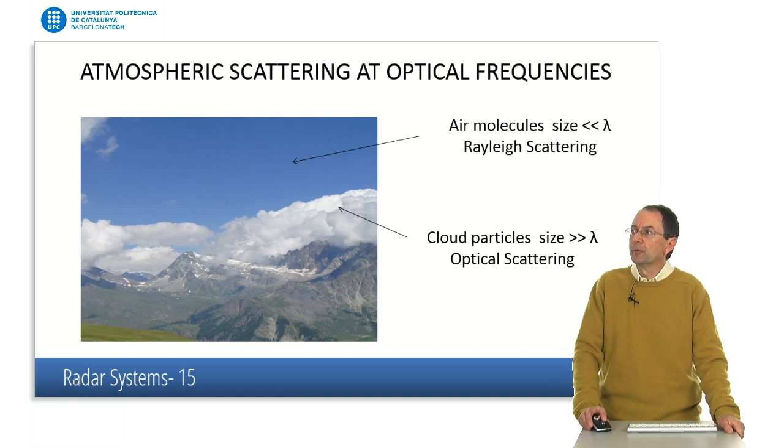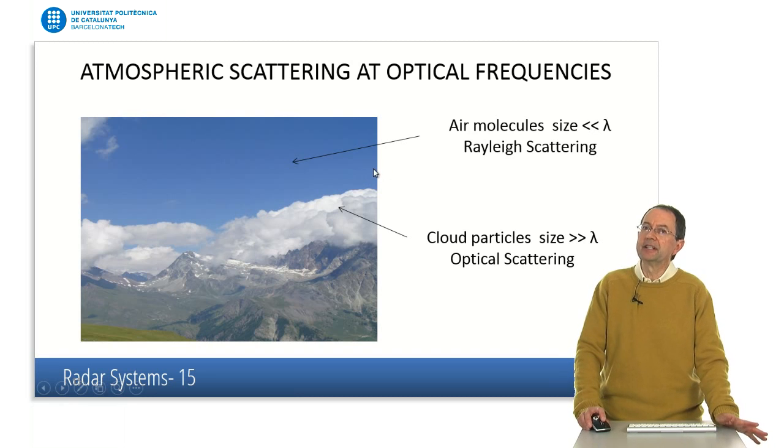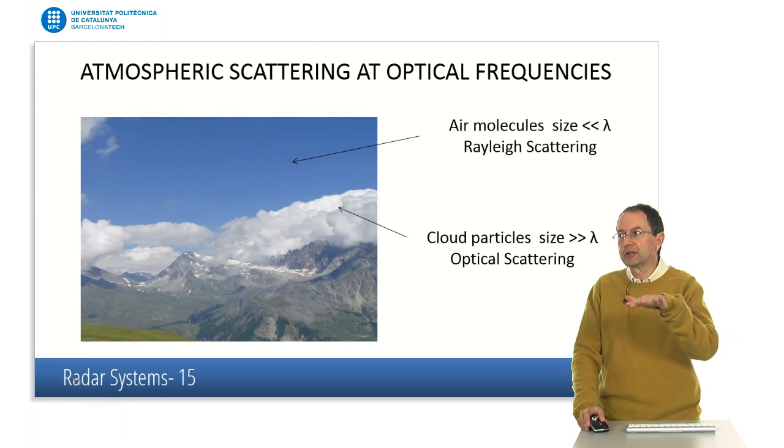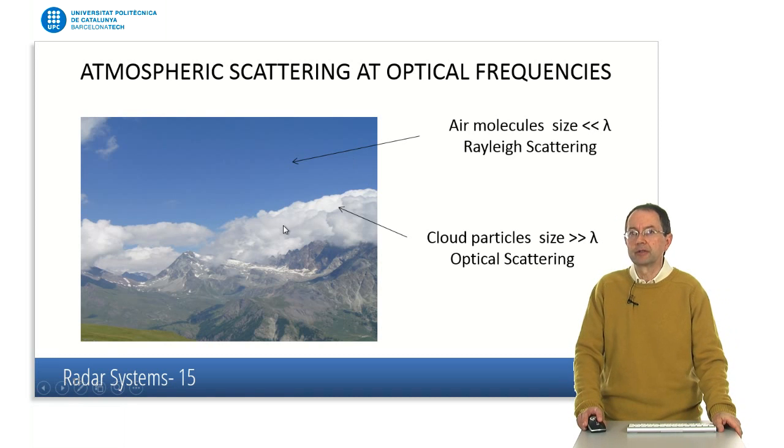And because they are small, we are in the Rayleigh region. So in the Rayleigh region, we scatter better the highest frequencies, which are the blues, and we scatter lower the greens and much lower the reds, okay? So that's why the sky is blue. If we look at the clouds, the cloud particles are much larger than lambda. And in this case, we are in the optical region, which means the scattering is flat. So we scatter all the colors the same, so that's why we see the clouds white.